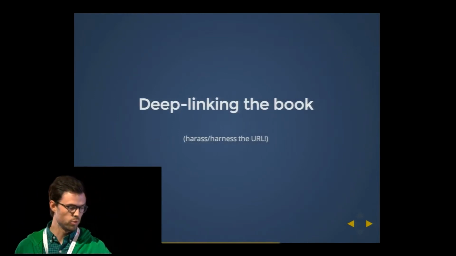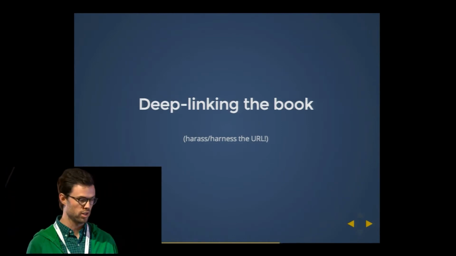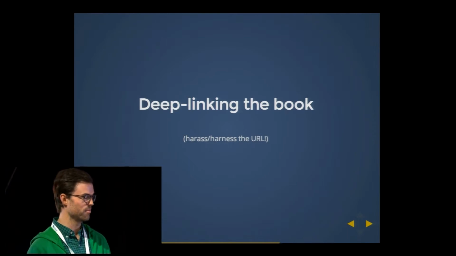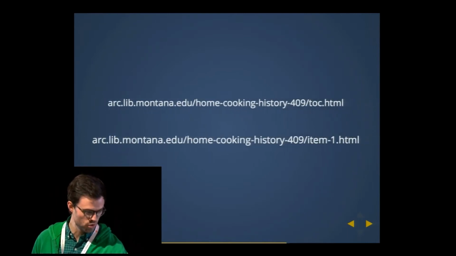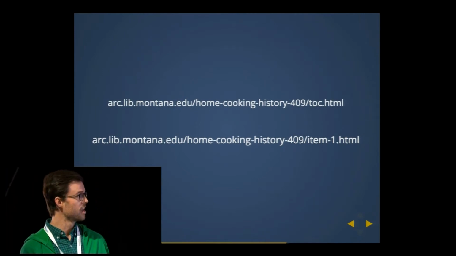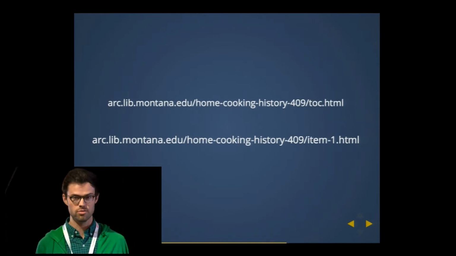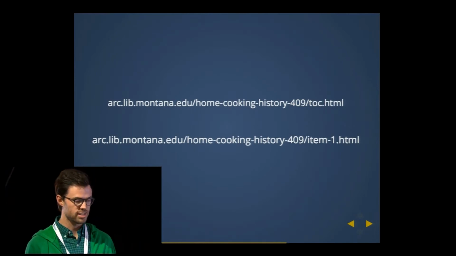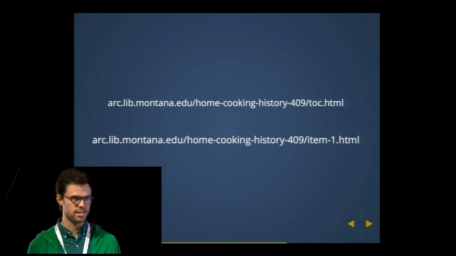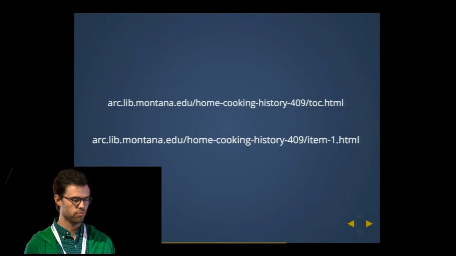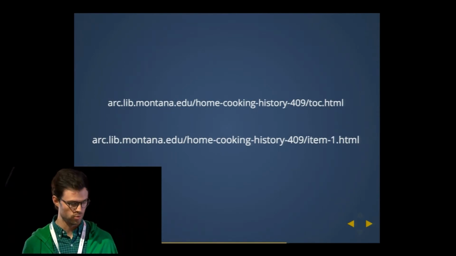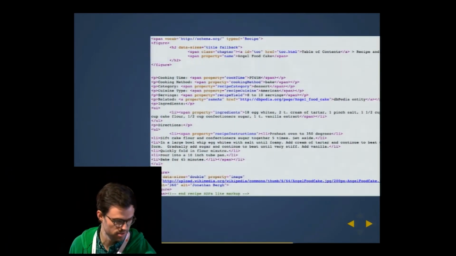With humans, what this allows us to do is deep link the book. We can harness the URL with the book in this kind of environment. We have toc.html at the top, which is just our table of contents, and then all the way down to item 1, which is just the first recipe, the first essay. So this allows us to share a book as easily as you can share a web page. That in itself is not necessarily an advanced concept, but it's part of what makes the book better in a browser, that you can take individual parts of it and share them around the web. So basic, but still really important.